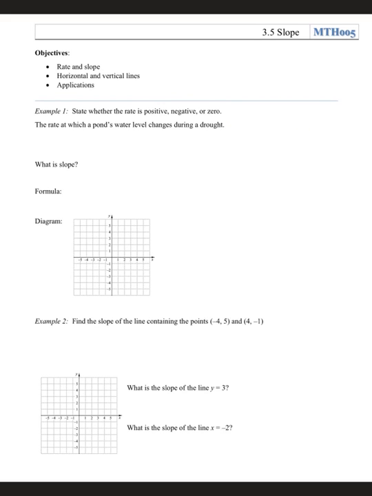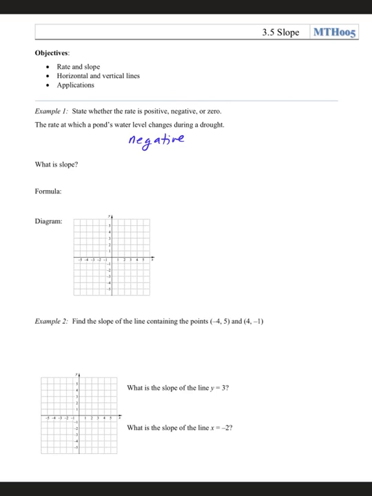So the first example here is, okay, it's asking us the rate at which a pond's water level changes during a drought. So we need to think, okay, is the water level going to increase? Is it going to decrease? Or is it going to stay the same? So this also takes in a little bit of common sense because you have to think about what it would do in this given situation. If it's a drought, that means it's not raining, so it's definitely not going to be increasing. And we all know water evaporates, so therefore the water level is going to be a negative rate. So if we were to actually pull the values and graph those, we would see that it would be a line going in the negative direction.